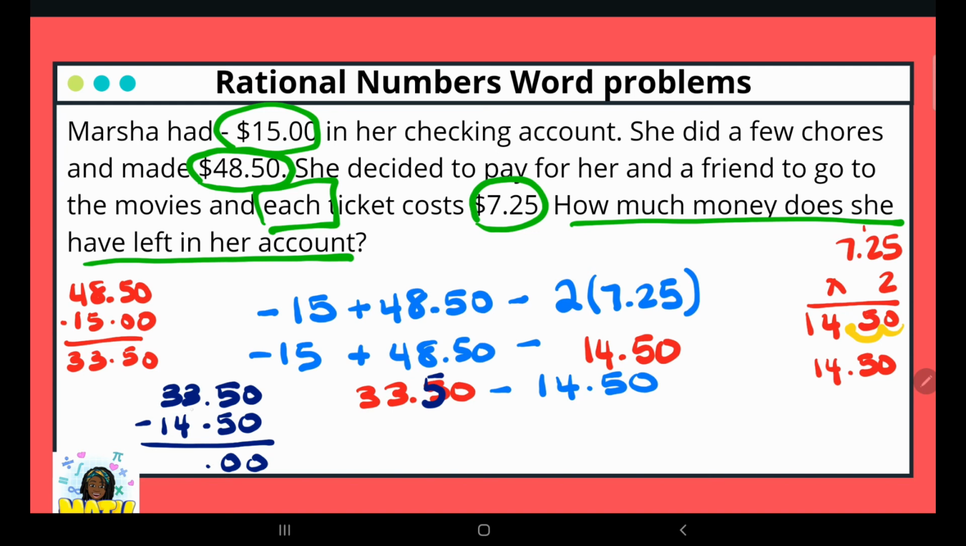You cannot take 4 from 3, so we're going to have to borrow. 4 from 13 leaves 9, and 2 minus 1 is 1. So there's $19 left in Marcia's account. Okay, so Marcia has $19 left in her account.